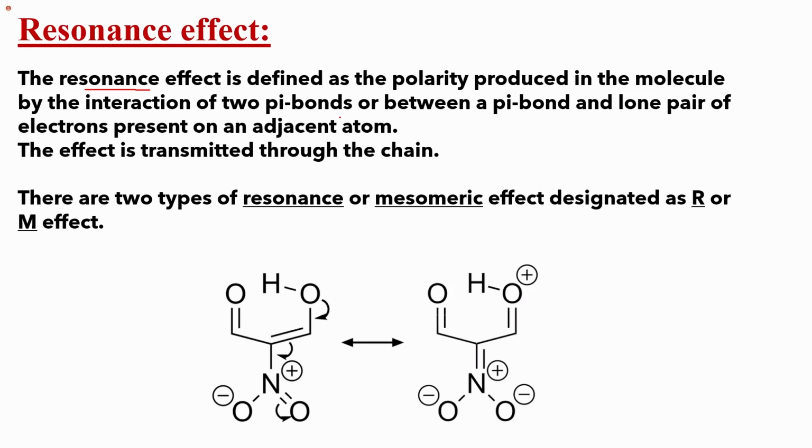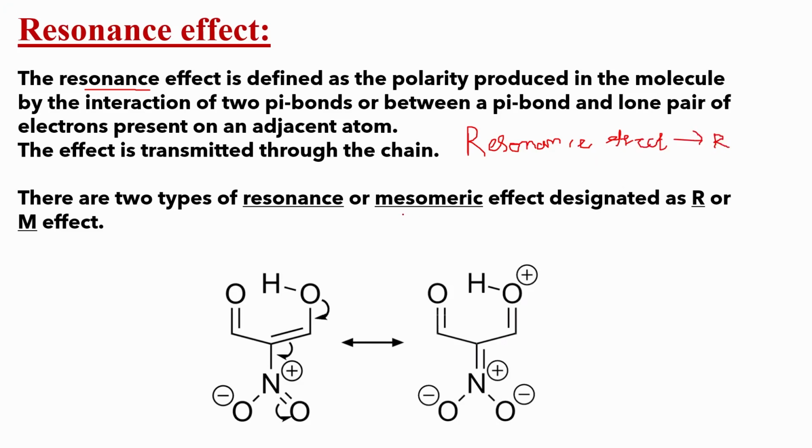Right. So the resonance effect is defined as the polarity produced in the molecule by the interaction of two pi bonds or between a pi bond and a lone pair of electrons present on an adjacent atom. This effect is transmitted through the chain. So it's going through a chain. Now the resonance effect, in another way, we can also call a mesomeric effect, and we can denote it as R. Even in some competitive exams people can ask what R is; the resonance effect is referred to as R.